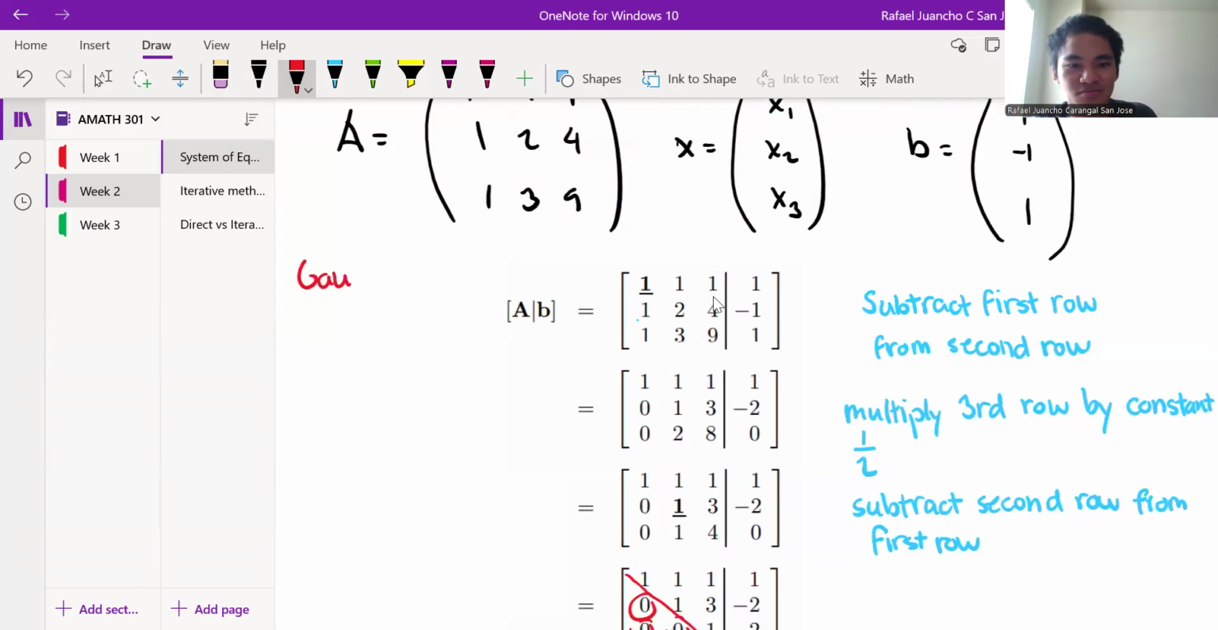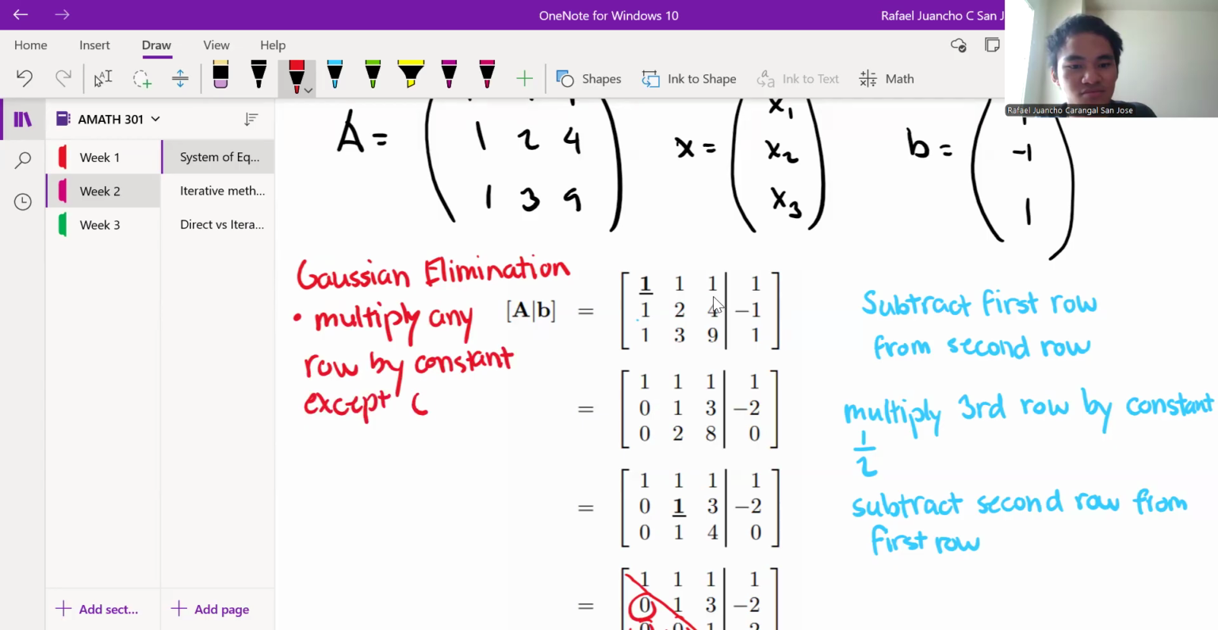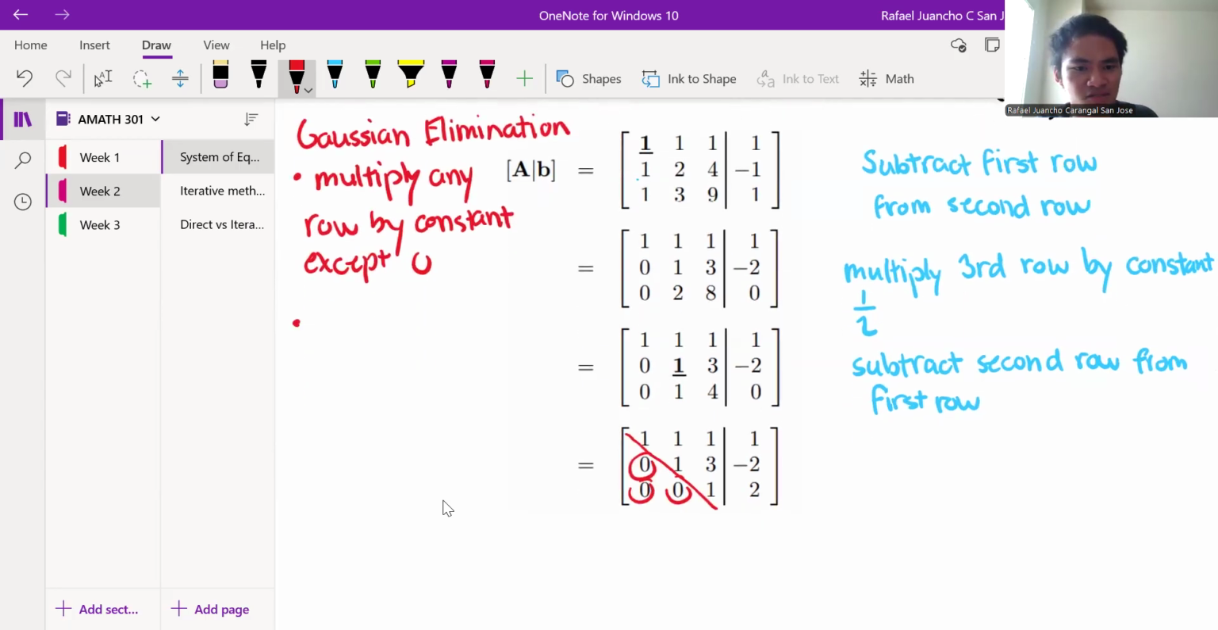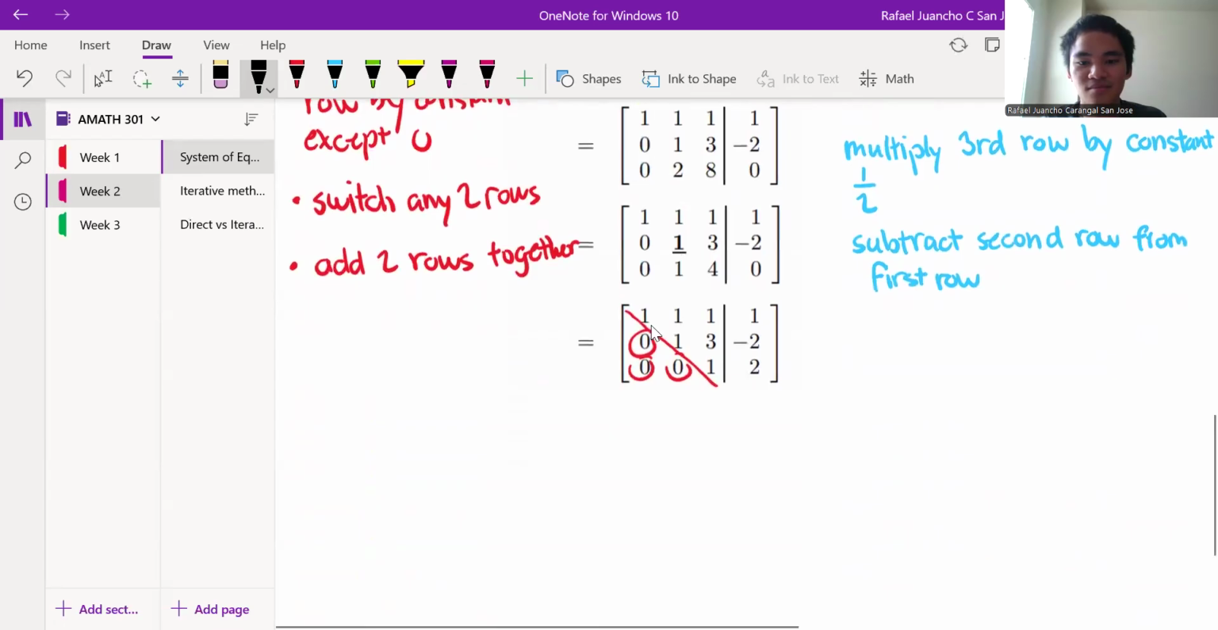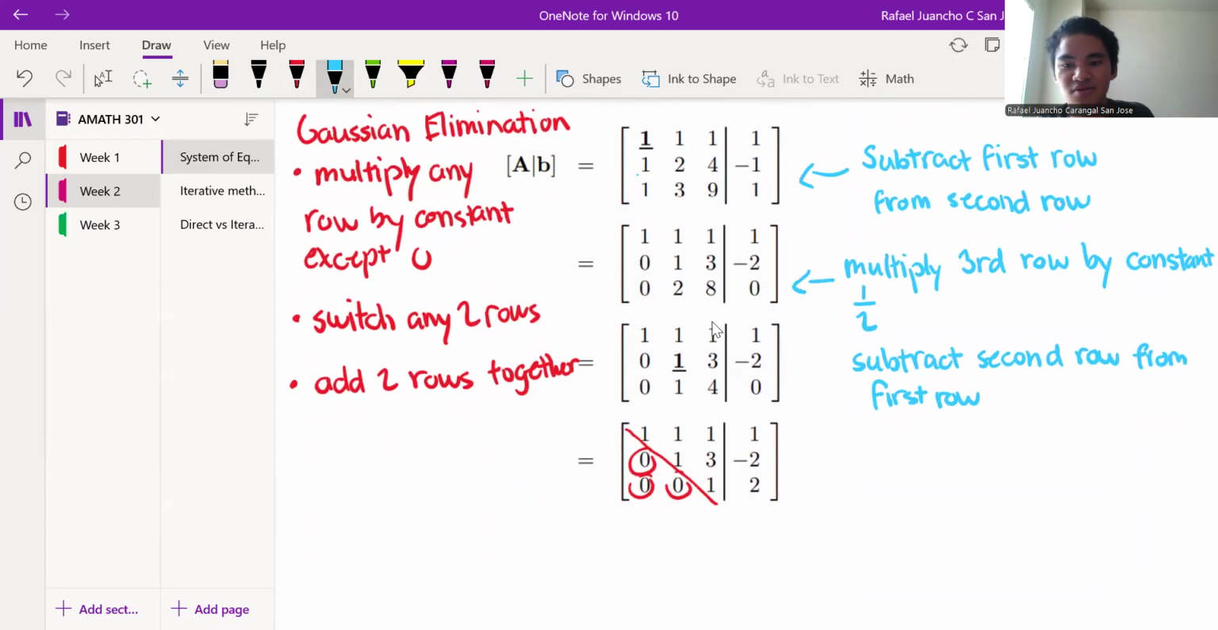So, okay, this is basically Gaussian elimination. For Gaussian elimination, the 3 things you can do: multiply any row by a constant, except 0. Another thing you can do is switch any 2 rows. Yeah, I didn't take this in high school, so I just knew about it like right now. And then you can add 2 rows together. Those are the 3 things you can do with Gaussian elimination. And here are the steps that happen. It's just notes for me as well.